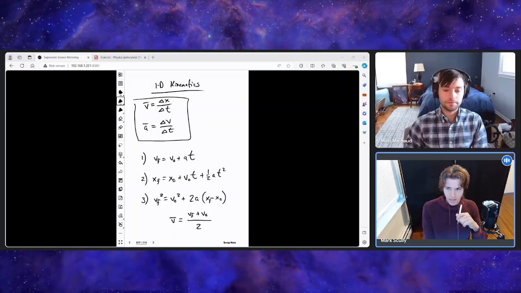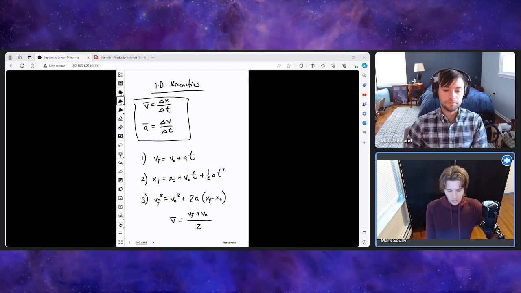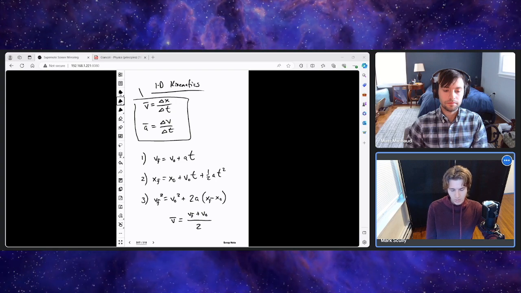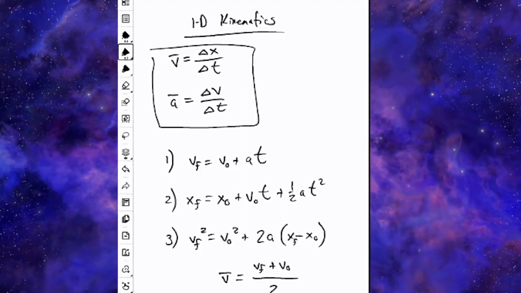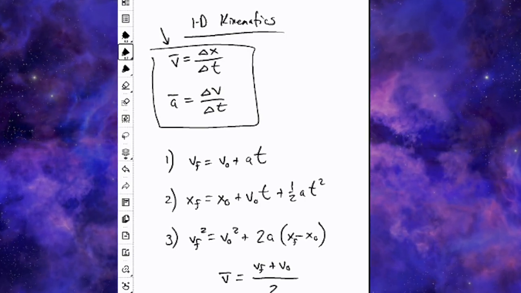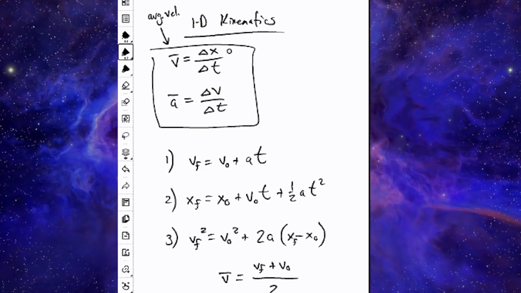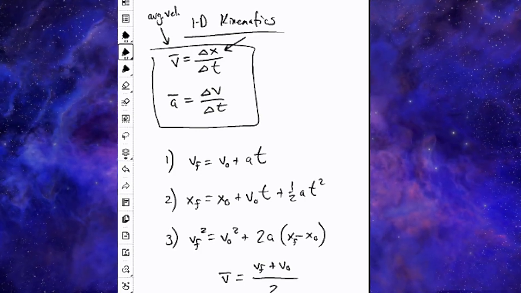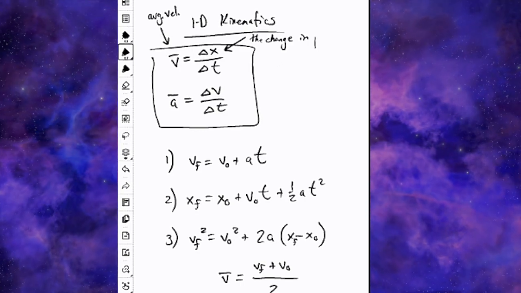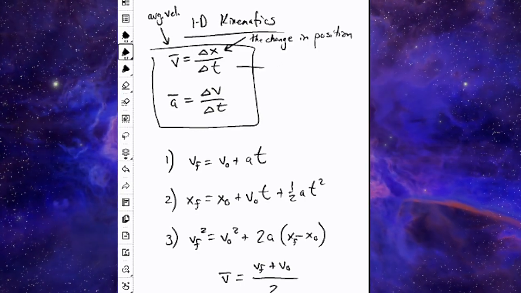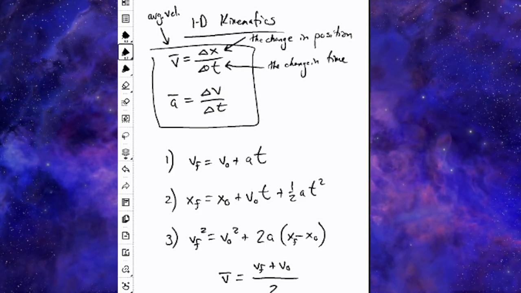All right, so Matt, let's talk about what these variables in the equations mean. First off, what is this v with a line over it? V is average velocity. Perfect. Average velocity. What does delta x mean? Delta x is a change in position. Perfect. And what does delta t mean? Delta t is the change in time. It's important to note that delta means the change in.